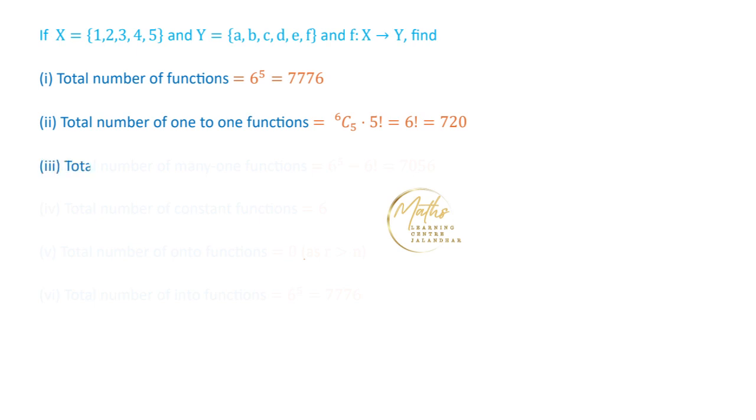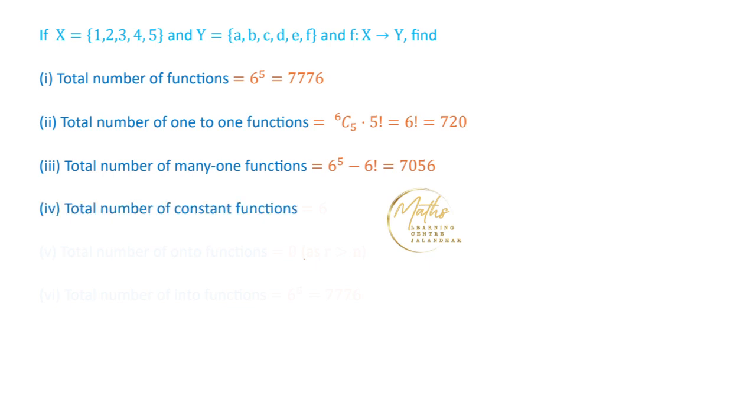Next is the total number of many-one functions. The number of 1-1 functions is 720, and the number of total functions is 7776. So the number of many-one functions is 7056. Next is the total number of constant functions. It is given by the number of elements in Y, which is 6.